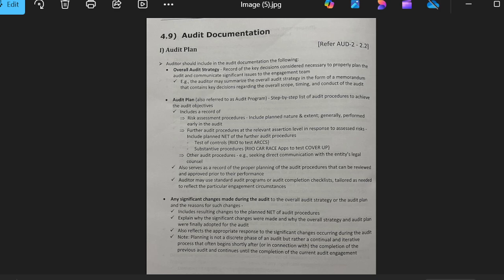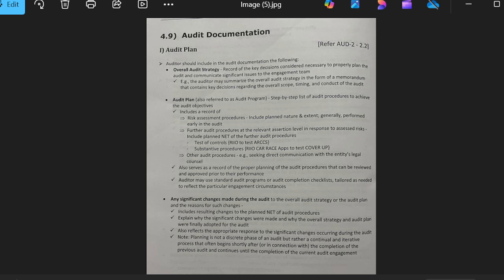Also, the auditor may use a standard audit program or audit completion checklist, tailored as needed to reflect the particular engagement circumstances. Any significant changes made during the audit to the overall audit strategy or the audit plan, and the reasons for the changes, including resulting changes to the planned nature of audit procedures, are documented. This explains why the significant changes were made and why the overall strategy and audit plans were finally adopted for the audit. This also reflects the appropriate responses to the significant changes occurring during the audit.